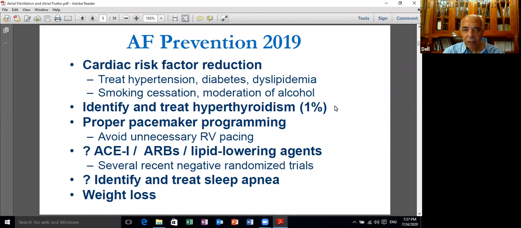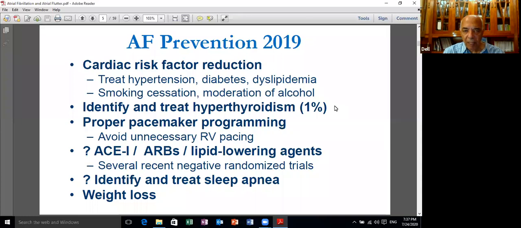These are probably not etiologic factors for atrial fibrillation. Most likely they are associations with atrial fibrillation. Smoking cessation, moderation of alcohol. Identify and treat hyperthyroidism. Among patients with hyperthyroidism, 15% have atrial fibrillation, but still we have to look for hyperthyroidism because it requires a specific treatment.